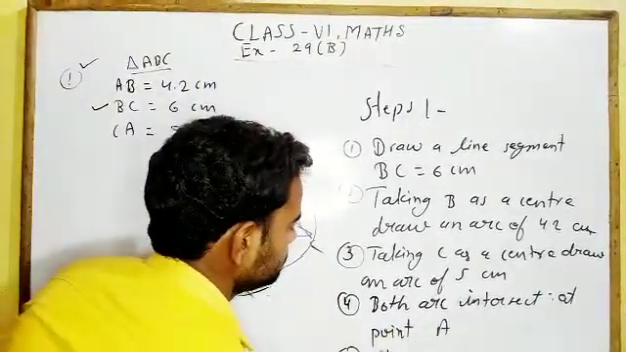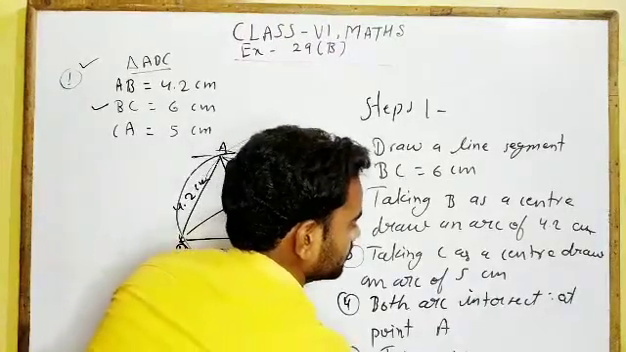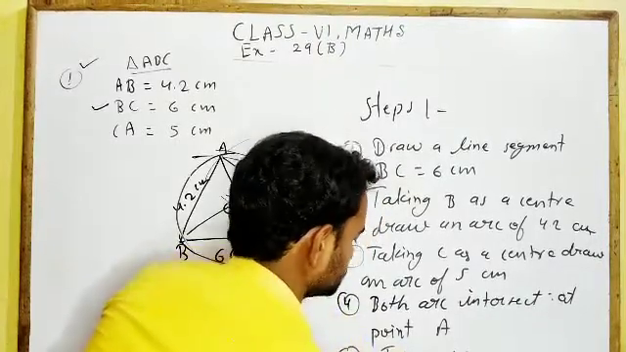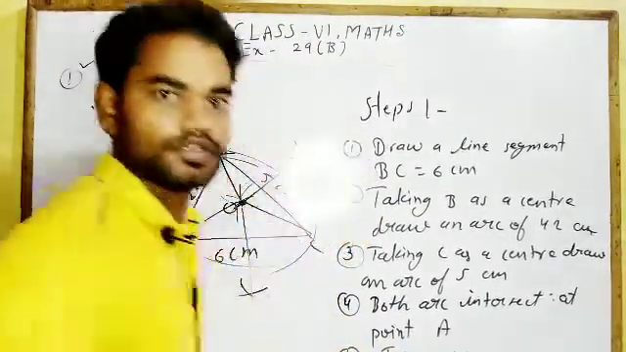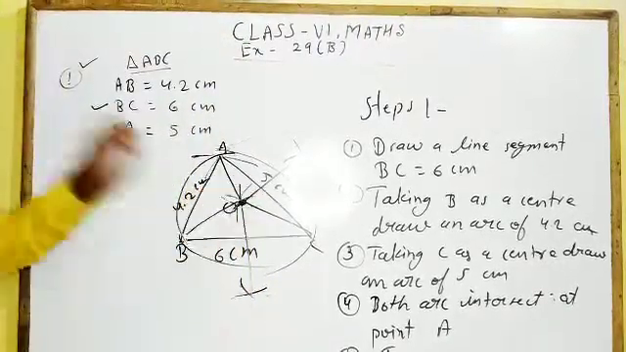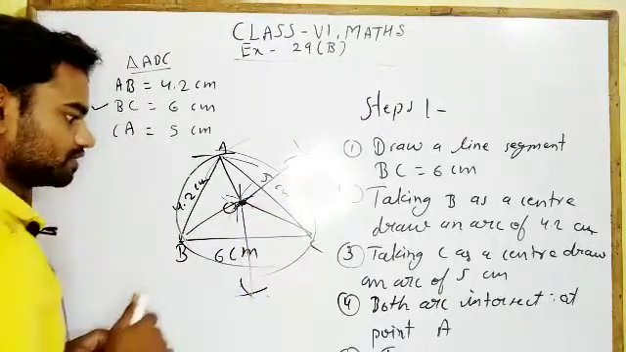Fifth, join AB and AC. This is your triangle ABC. Now, how to construct the circumcircle? These are the steps of triangle ABC.